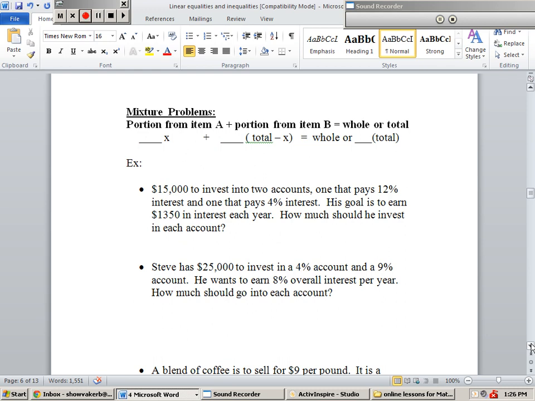Okay, so my first account is 12%, so remember I had to change 12% to a decimal, so 0.12x. Plus his second account is 4%, so it's 0.04, but it's not x. I'm going to use the total, which is 15,000 minus x, equals, what does he want at the end? $1,350. When I solve this, I will find out what x is. Once I find out what x is, I can plug it back in. x would be the 12%, and I would plug it back in to find out what the 4% is.